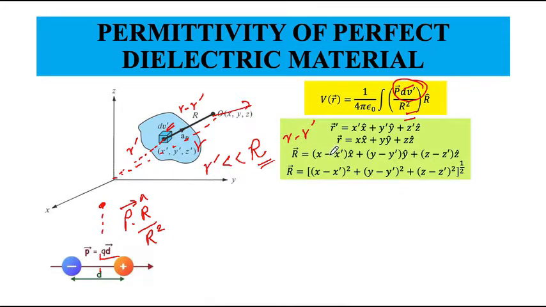So it will be x minus x dash x hat plus y minus y dash y hat plus z minus z dash z hat, and the magnitude of that will be the square root of x minus x dash square plus y minus y dash square plus z minus z dash square. Okay, so you will have to introduce one vector identity. We will try to show you how to derive that vector identity.